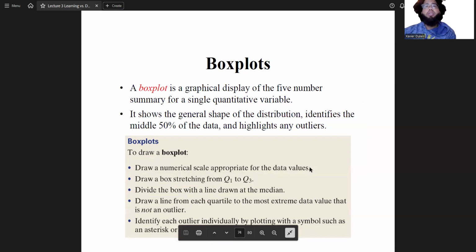Draw a numerical scale that approximates the data values. Draw a box from Q1 to Q3. Divide the box with a line, which is the median, and then draw a line from each quartile to the most extreme data value that is not considered an outlier. Identify each outlier individually by plotting a symbol such as an asterisk.